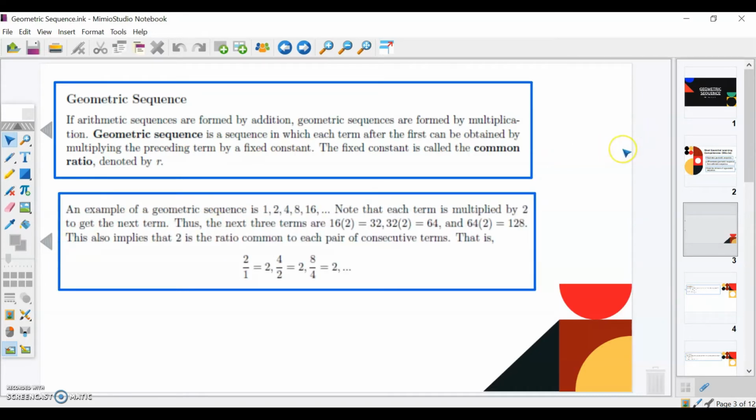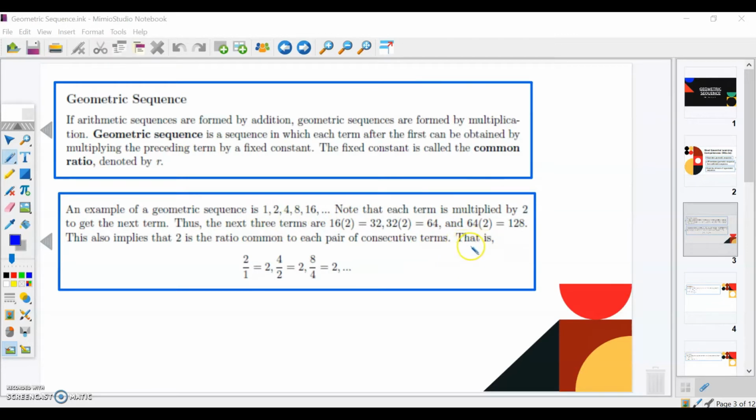So let's have an example. Let's consider the sequence 1, 2, 4, 8, and 16. As you can see here, in order for us to get 2, we multiplied 2 to the previous term, which is 1. To get 4, we multiplied 2 to the previous term, which is 2. Same as to get 8, we multiplied 2 to the previous term, which is 4, and so on. Since we multiply a fixed constant, which is 2, to get the next term, that means the common ratio is 2.